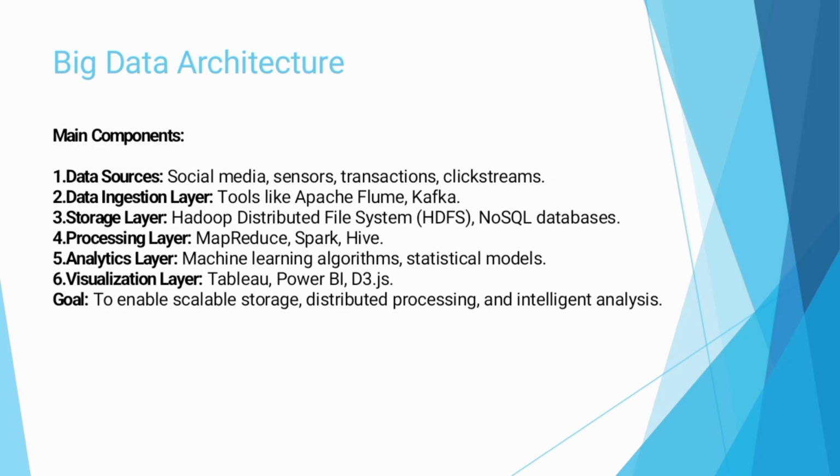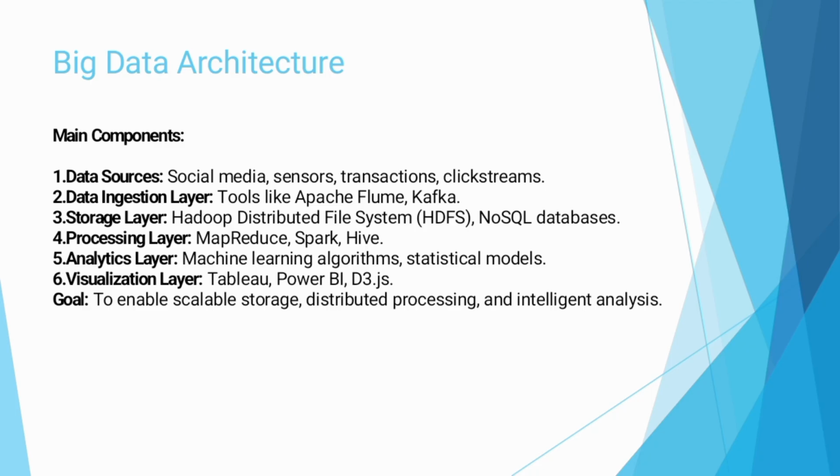So, now we discuss the big data architecture. To handle such massive data efficiently, we use a big data architecture, which typically has multiple layers. First layer is the data source layer. This includes mobile apps, IoT devices, sensors, social media, and enterprise systems. Second layer is the data ingestion layer. Tools like Apache Flume collect and transfer data into the system.